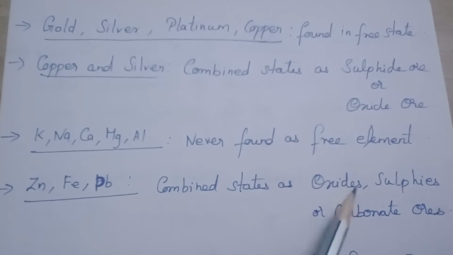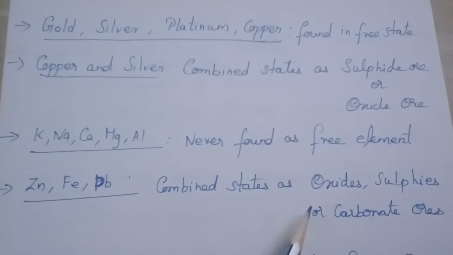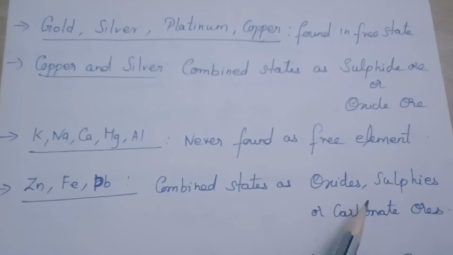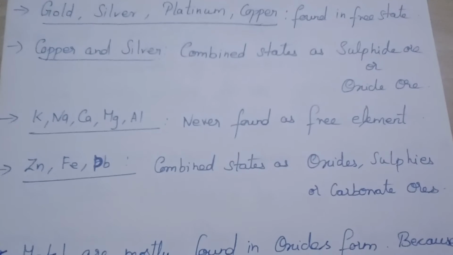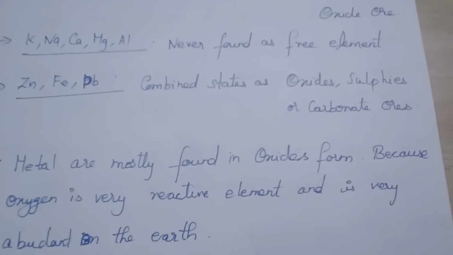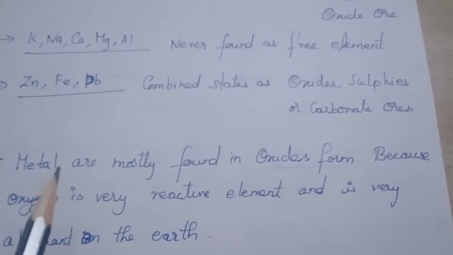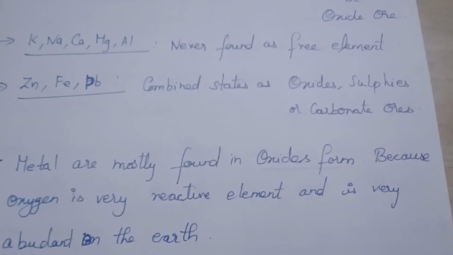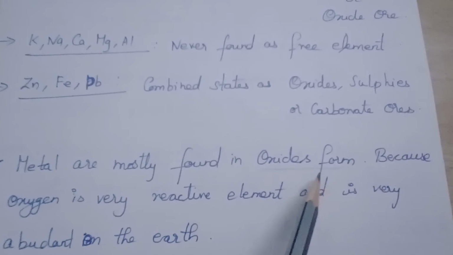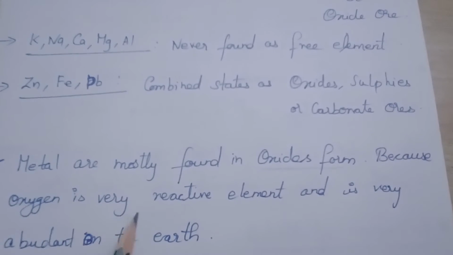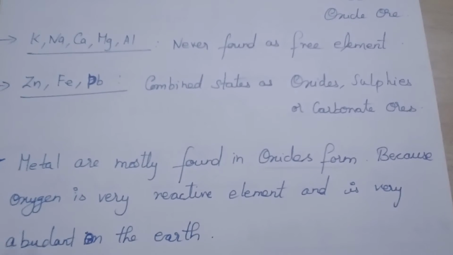Combined states as oxides, sulfides or carbonate ores. Okay, it may be in any of these forms. But when you consider these metals, they are mostly found in oxide form only. Okay, metal oxide, we have studied, right? Metals are mostly found in oxide form. Why? Because oxygen is a very reactive element and is very abundant on the earth.